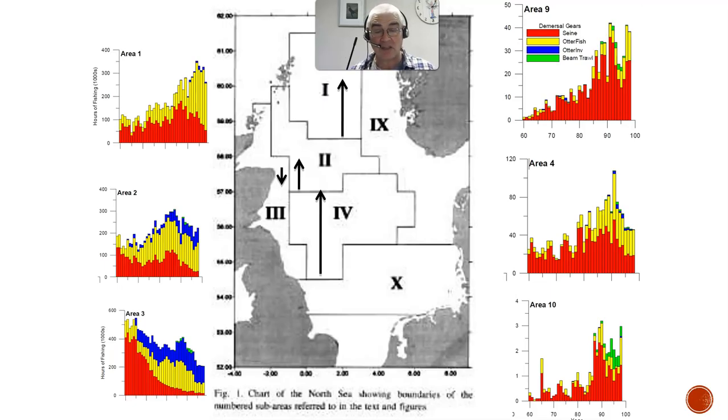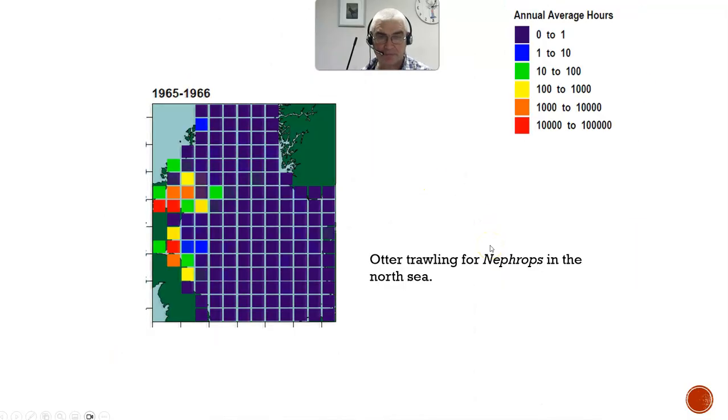It's not constant, and the methods used are different in different parts of the North Sea, and that's a reflection of what's available and of what fish is wanted by the market. And something we quite often forget is that the market is really important in fishing.